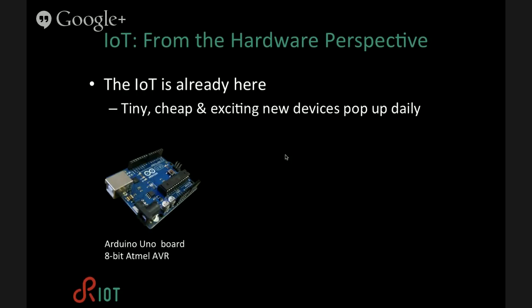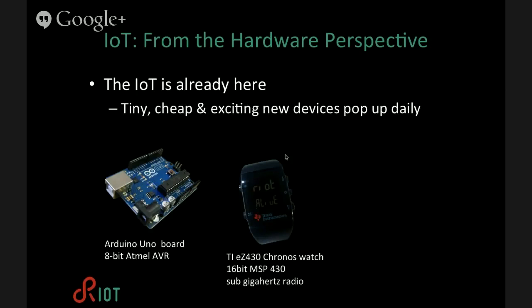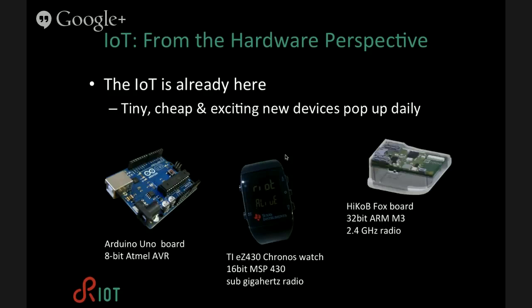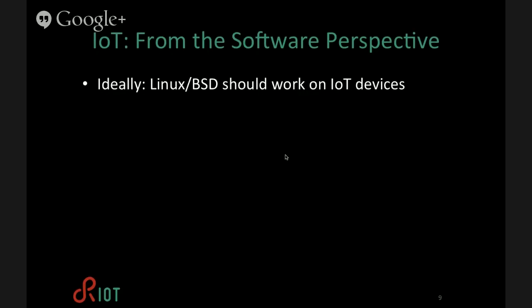So everybody knows about the Arduino Uno. There are other boards from Arduino that are very exciting. These watches that predate all the fuss about smart watches. And other boards that use various architectures in terms of microcontrollers or processors from 8 bits to 16 bits or 32 bits, and various radios from sub gigahertz to 2.4 gigahertz like Wi-Fi. You also have more exotic stuff that's coming in the future. And so here we already see that we have to deal with quite heterogeneous environments.